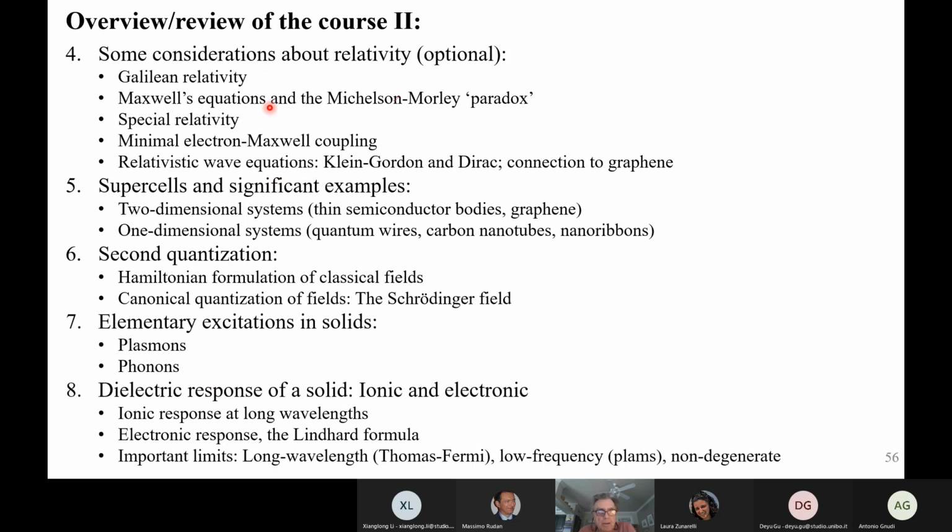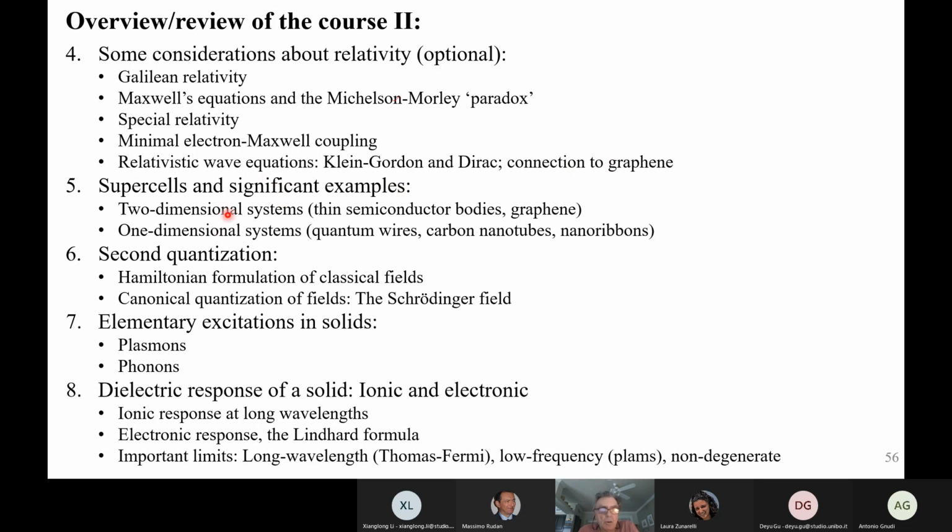We covered a little bit of relativity. That's an optional thing, just to give you an idea about the minimal coupling between the electrons and electromagnetic waves that you have to derive from essentially the 4-vectors, which are relativistic covariant. And I gave you a brief idea of where relativistic wave equations come from: the Klein-Gordon equation for spin 0 massive particles, and the Dirac equation for spin 1/2 particles, and how this is related to graphene in a tight binding model.